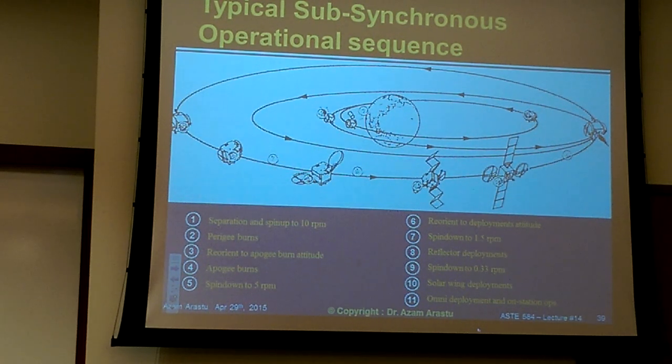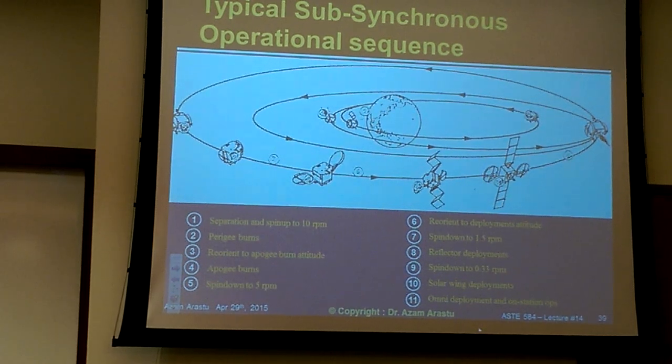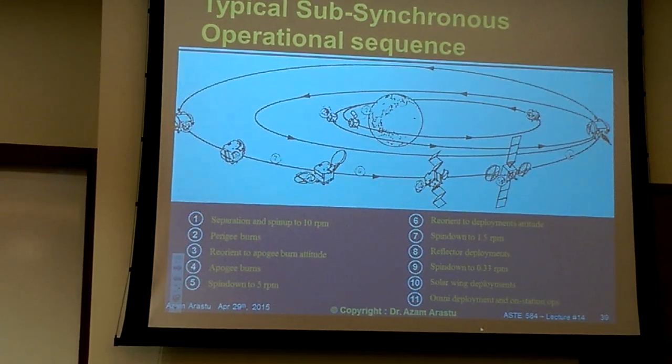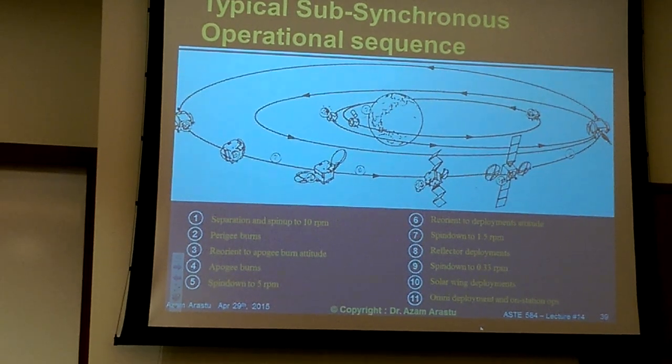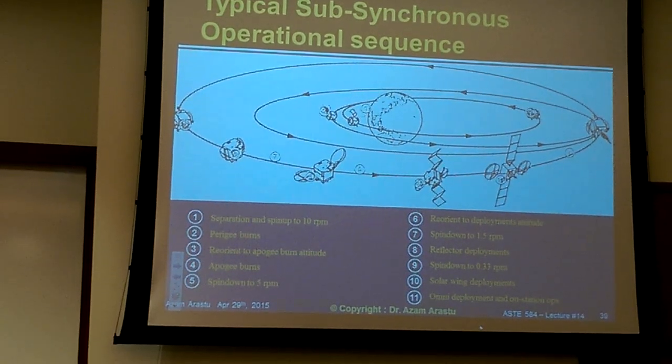Again, slow mode. Now you deploy first the north solar array, and then the south, since you normally do one array at a time. Finally you end up in this configuration, which is this. At that time you have omni deployment, and now you can start your basic operation.